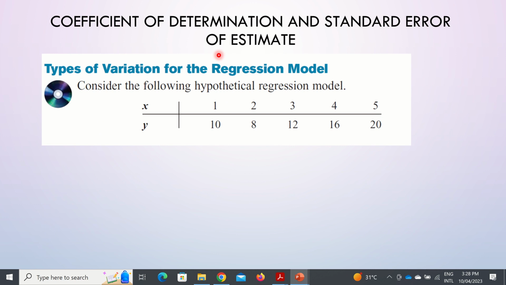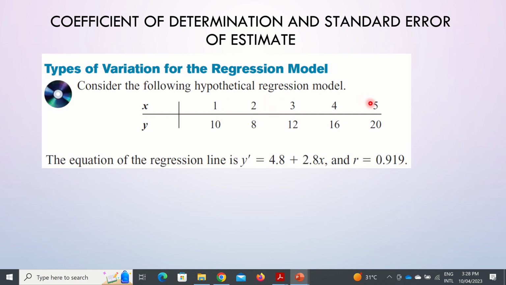Right. So let's first talk about what we mean by explaining the data or not explaining the data. Let's have a hypothetical data, that is for x equal to 1 we have 10, for 2 we have 8, and so on. The corresponding regression line for this data is what? If you want to find that yourself, you should pause the video and find it. We can find its correlation coefficient as well, that is 0.919, which means there is a strong relation between the data, and so the regression line is 4.8 plus 2.8x, right?